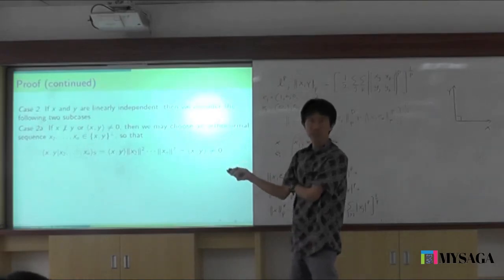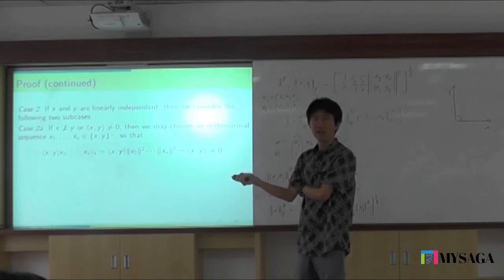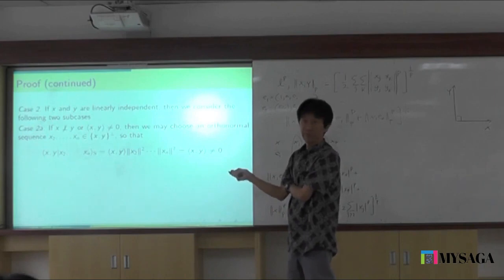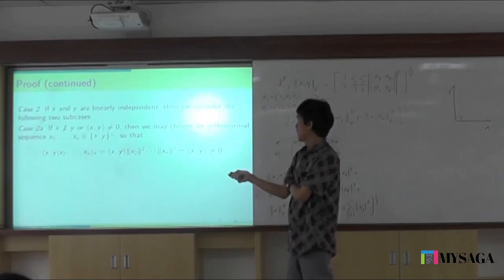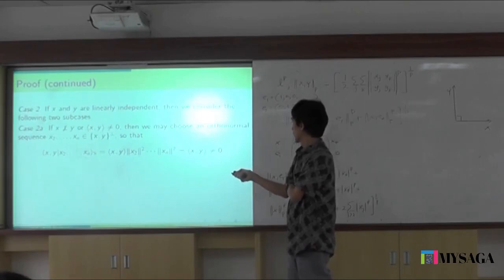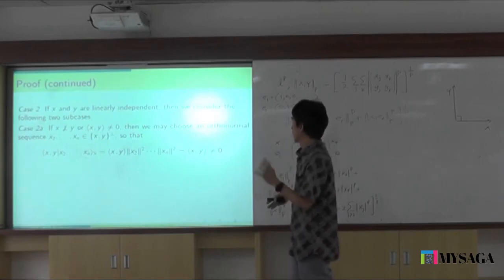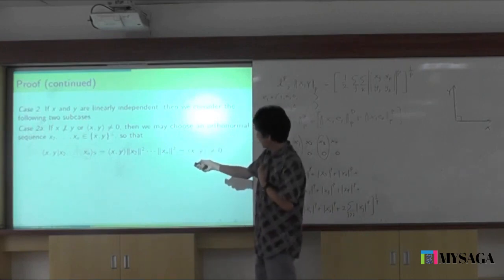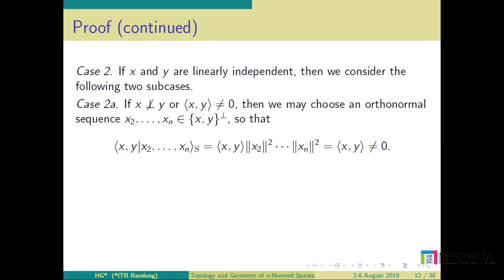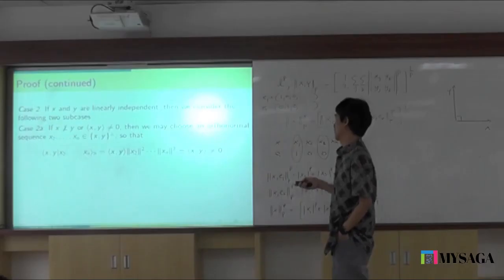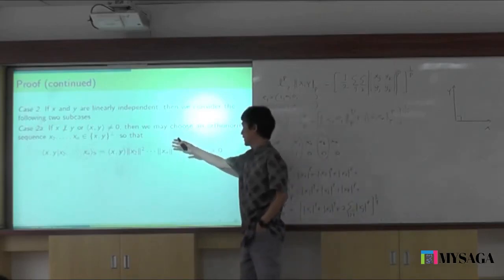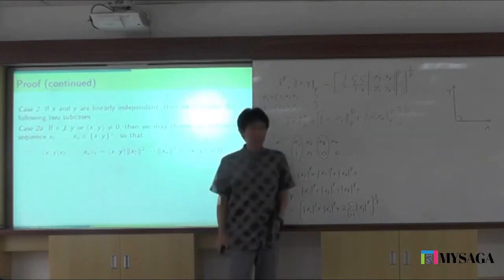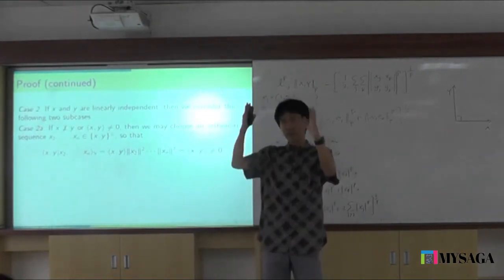Now we use the assumption that the space has dimension at least n plus 1. So we still have at least n minus 1 vectors that will make, altogether, well, not altogether, but the orthogonal projection of x and y. We can choose an orthogonal sequence x2 up to xn. So, using the formula for the n inner product, remember the formula of the n inner product.